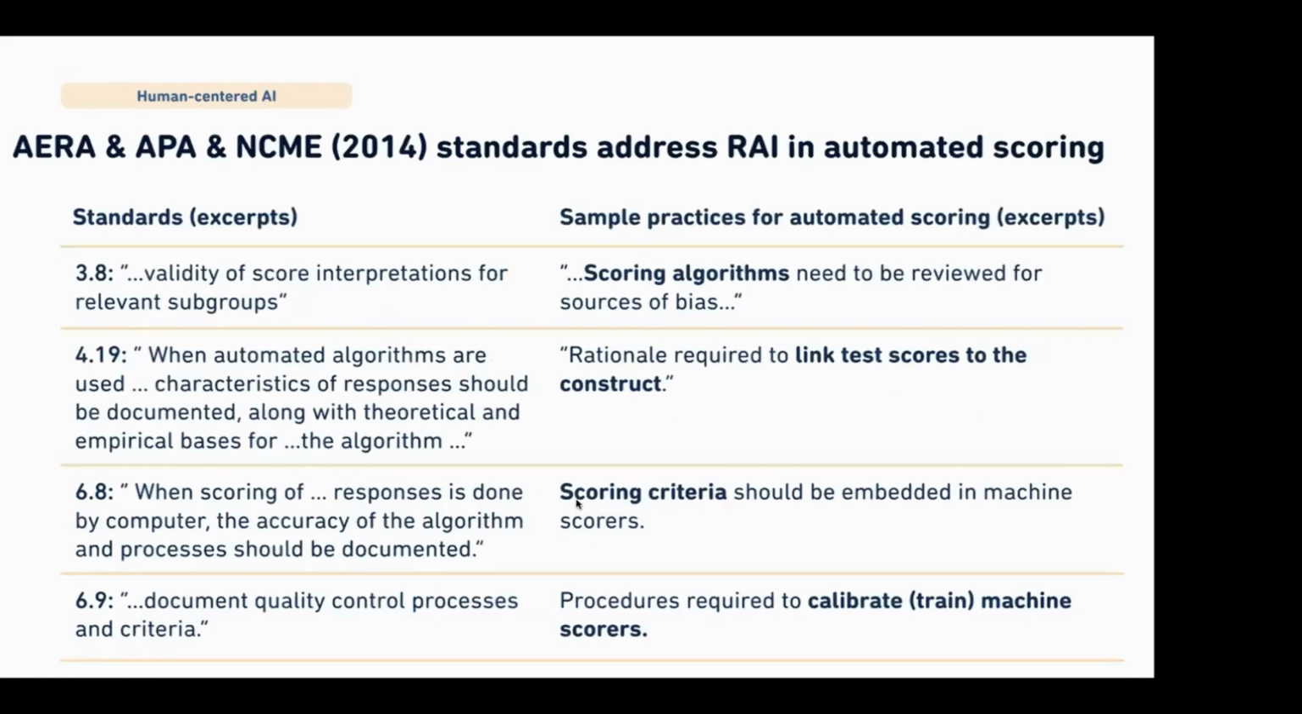And if we look at the AERA, APA, and NCME 2014 standards, which I'm sure you're all familiar with, they also have addressed responsible AI primarily for automated scoring, since when they were published, that was what was around and what was used in testing. So an example is standard 3.8, the validity of score interpretations for relevant subgroups, and sample practices in the standards specifically say that scoring algorithms need to be reviewed for sources of bias. And there are a number of other standards, and I won't read through all of them in the interest of time, but you will have this recording and you can look over them later.